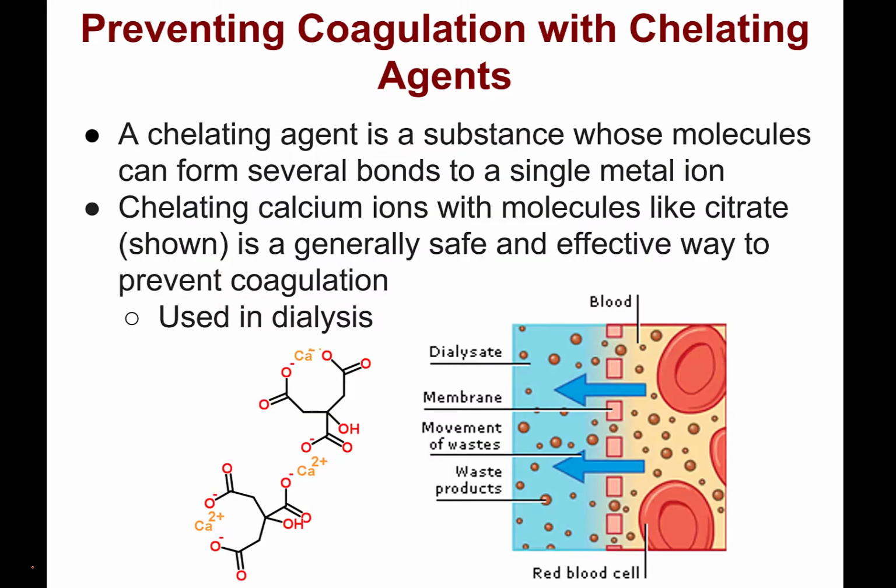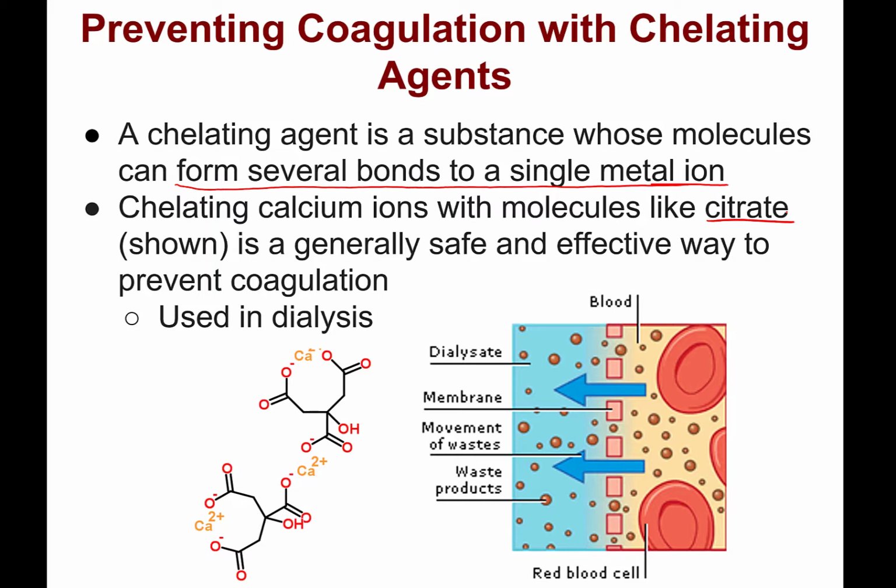So, what do we mean by chelation and what is a chelator? Well, a chelator or a chelating agent is any substance whose molecules can form several bonds to a single metal ion. In his video, he used sodium citrate, a sodium salt of citrate, which is what's shown down here, and is generally viewed as a safe and effective way to prevent coagulation. As he said in the video, it's commonly used in medical labs to prevent coagulation.